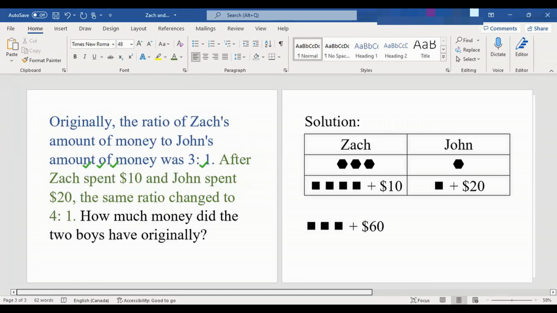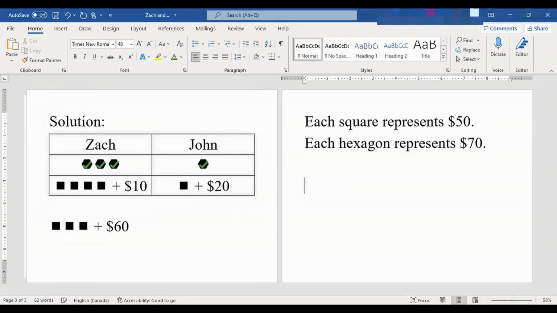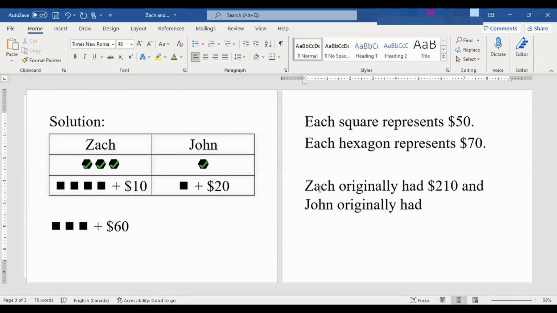We'll write down here. Zach originally had $210. And John originally had $70. And that is the answer to our problem here.